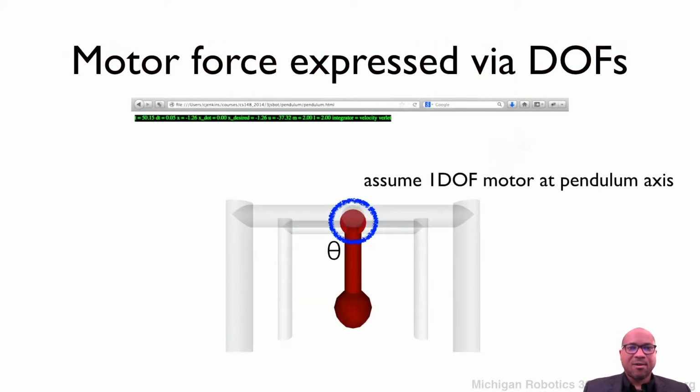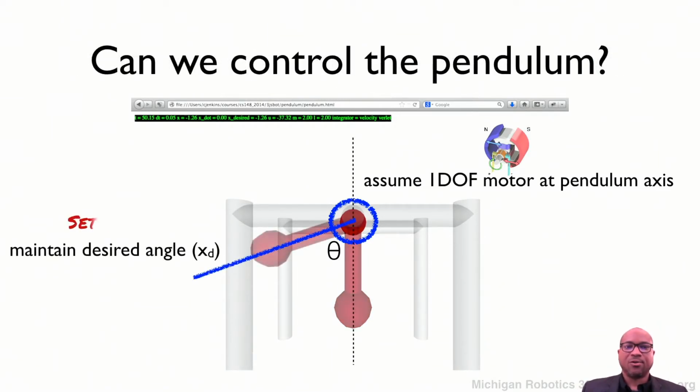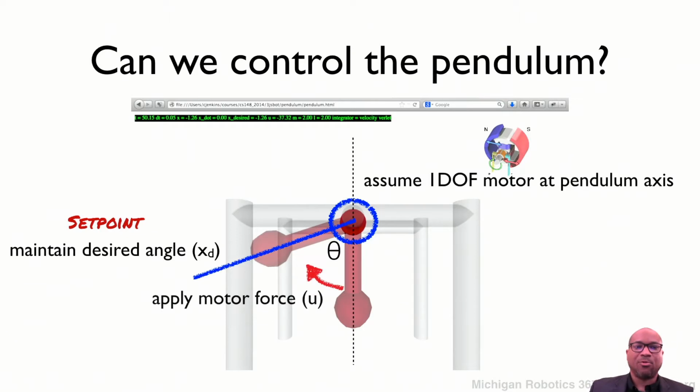And so when we're thinking about how our motor forces are expressed, we should assume that in our pendulum we have a 1 degree of freedom motor at the pendulum axis. What we want to do in terms of maintaining control is to have our pendulum arm, our robot arm, maintain a desired set point angle. The motor's job in this case is to apply forces that represent motor commands that will get us to this desired angle and maintain that angle.